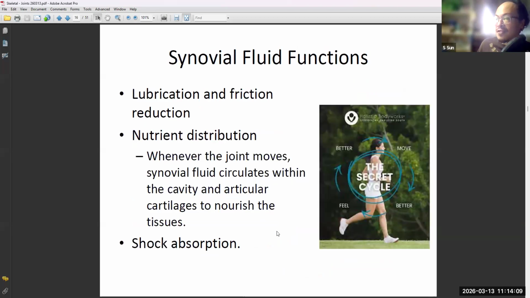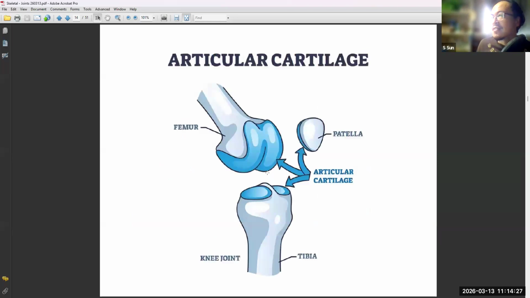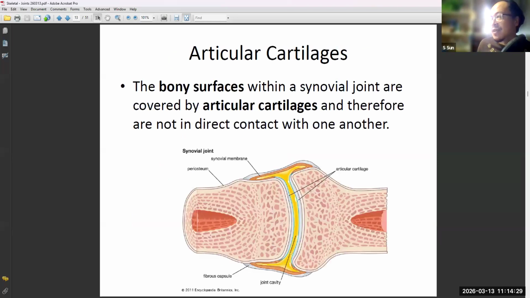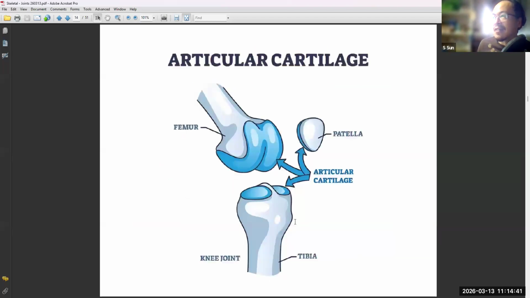So the fluid has functions: lubrication and friction reduction. With some fluid, it's easier to move around. It also provides nutrients because the joints do not have a blood supply. Inside here, we don't have a blood supply, so the cells produce the fluid, and it can nourish this inner cavity area.